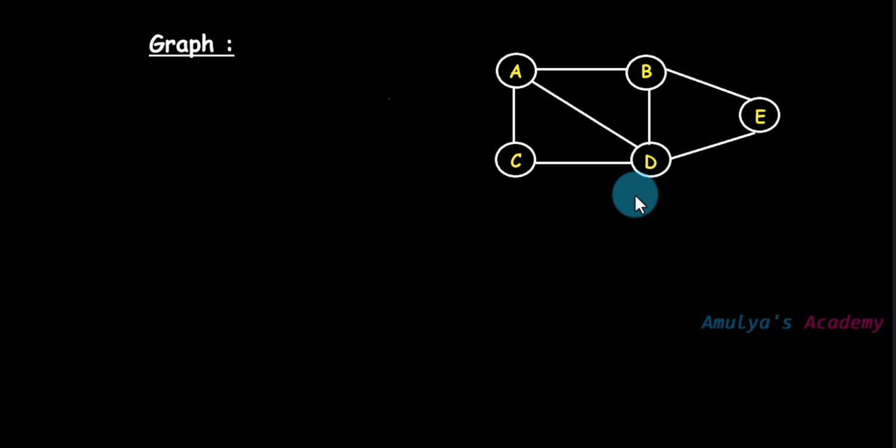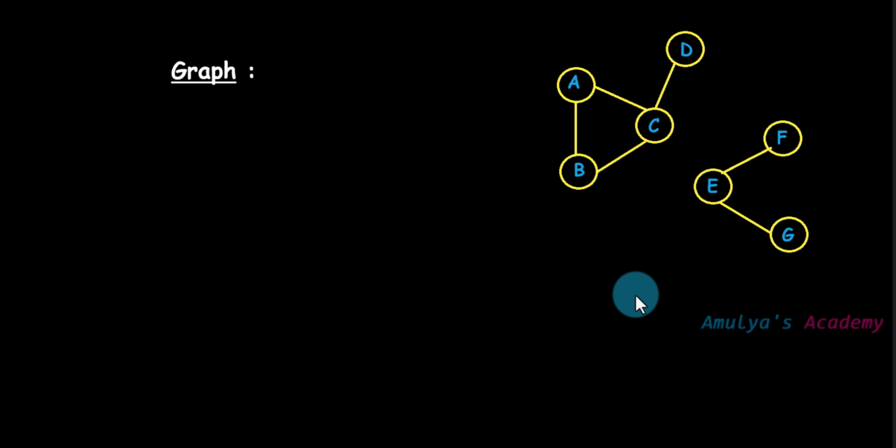Here, this is a connected graph. This is a disconnected graph. It contains two connected components. This is the first connected component and this is the second connected component. So today we need to write the program to check whether the given graph is a connected graph or a disconnected graph. And for that we are using DFS algorithm.